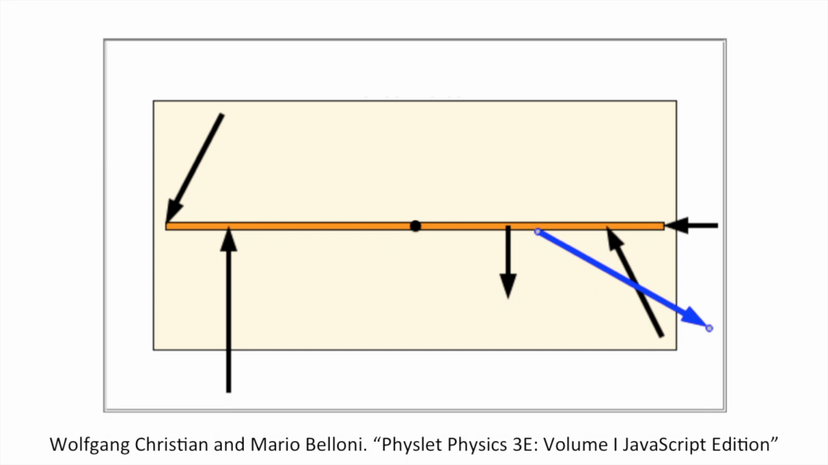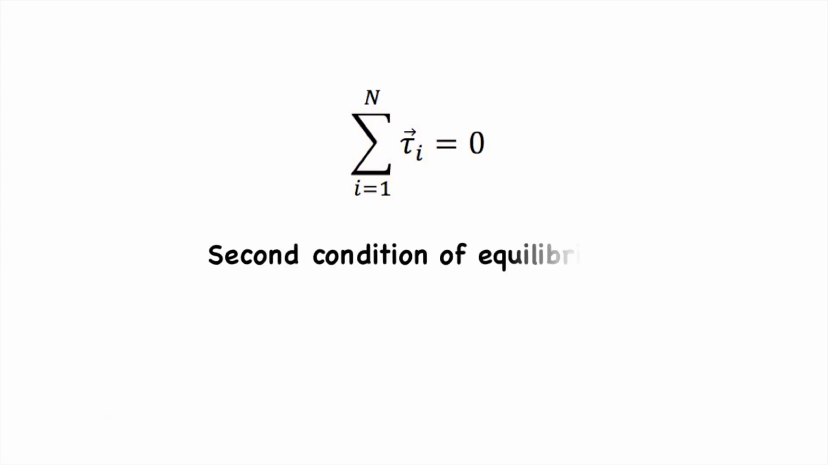We have moved the blue force so that its torque is enough to balance the sum of all other torques. Now the net torque is zero, and the net force is also zero. The rod won't show either linear or rotational motion. This is the second condition of equilibrium. The sum of all torques equals zero.